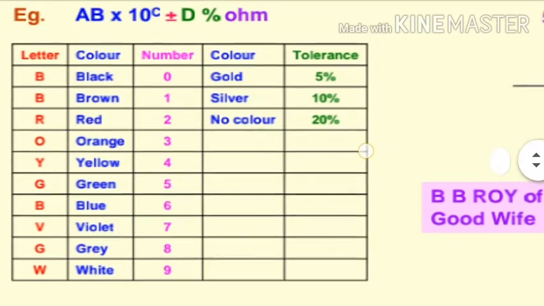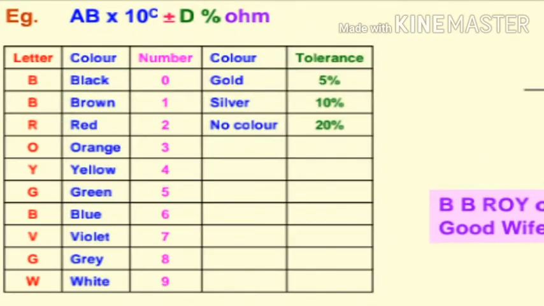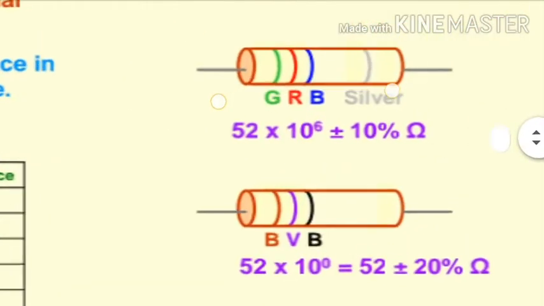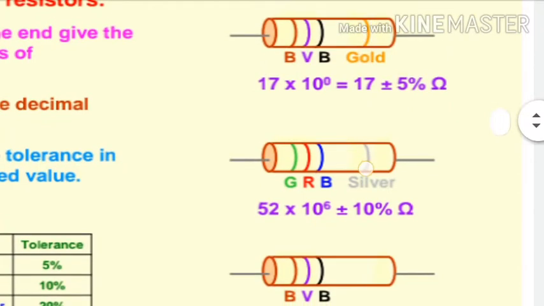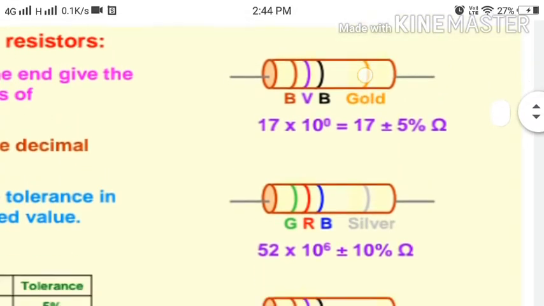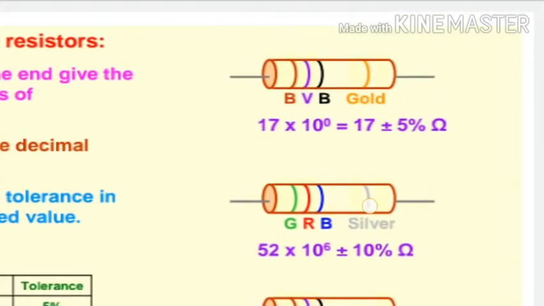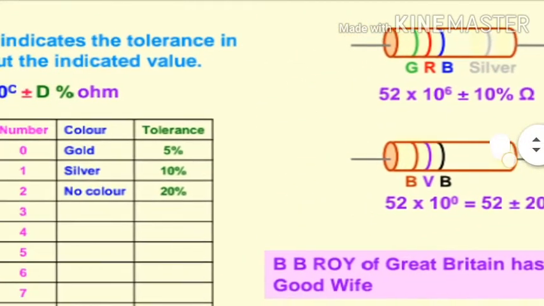Okay, and there are three more colors, in which first is gold, second is silver, and third one is no color. It means there is no color. So if all the three are contained by any resistor in the last position, that is here in this resistor, here in this resistor, and in the third resistor here there is no color, and here is a silver color, here is a gold color. This gold color indicates the tolerance, this silver color also indicates the tolerance, and no color also indicates the tolerance of the resistor.